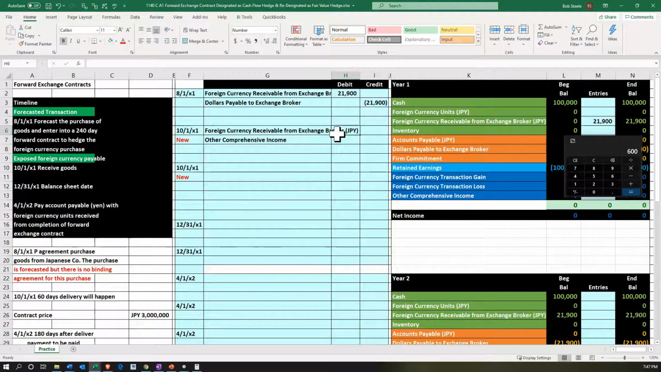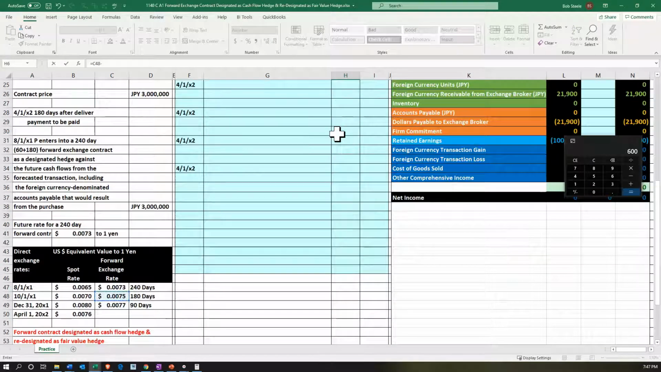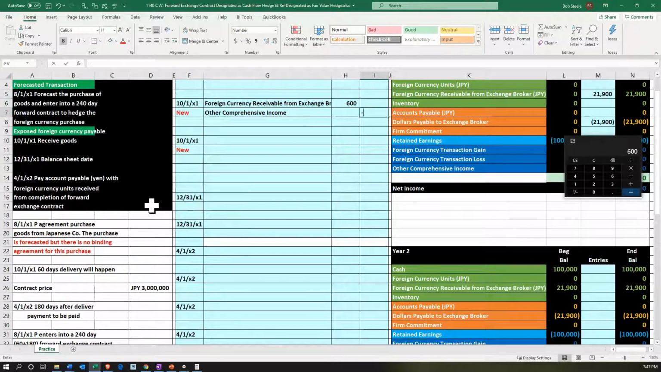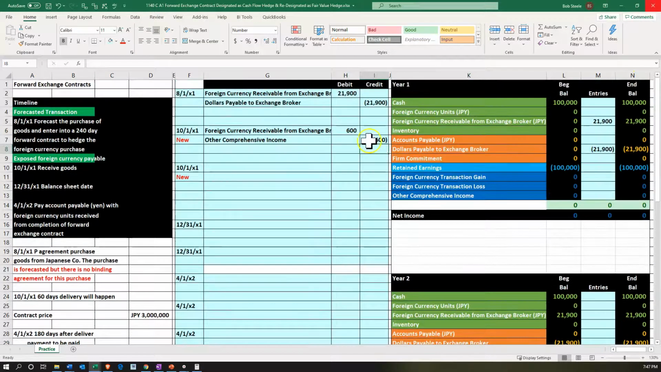Let's calculate it again. We'll do this calculation a little bit differently. We're going to say the 0.0075 minus the 0.0073. Let's put brackets around that. So I'm going to bracket those items. The difference between those rates times the 3 million, that will calculate once again, that's 600 on the debit and the credit side.